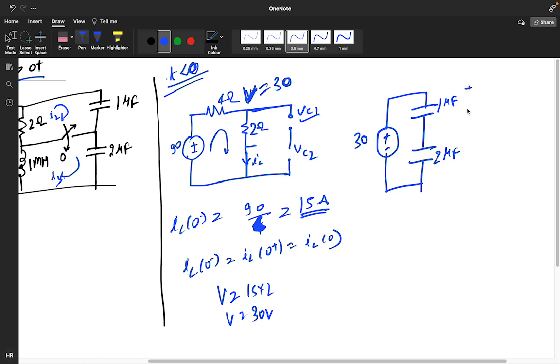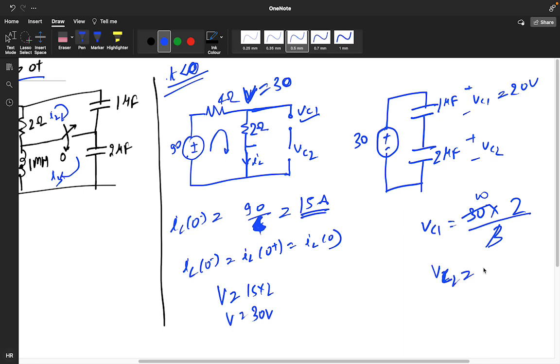This is positive negative VC1 and this is positive negative VC2. So the VC1 value will be 30 into, in a capacitor we need to multiply with 2 divided by 3, so we'll get 20 volt. And the VC2 value is 30 into the opposite branch. For a resistor we do the voltage divider rule on the same branch, but for a capacitor, the opposite branch. 30 into 1 divided by 2 plus 1, that is 3, so we'll get 10. So this will be 10 volt.